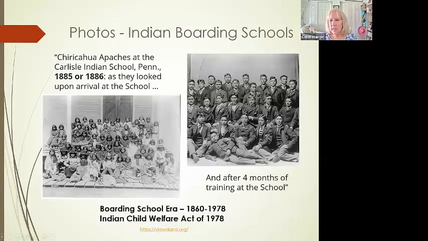So you can see that the damage and the pain from this policy is still affecting victims and their tribes today. And this happened all over the United States. It wasn't just in Maine.